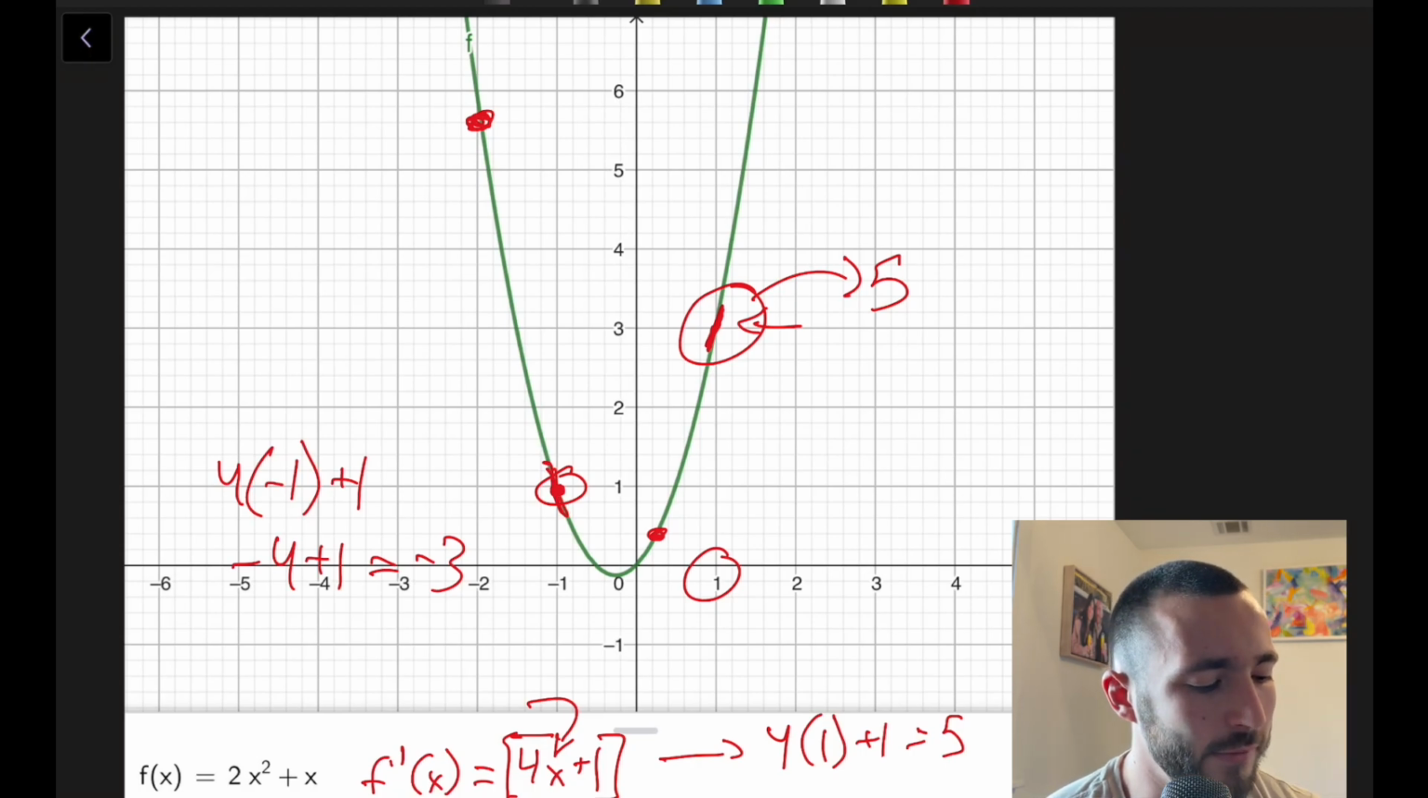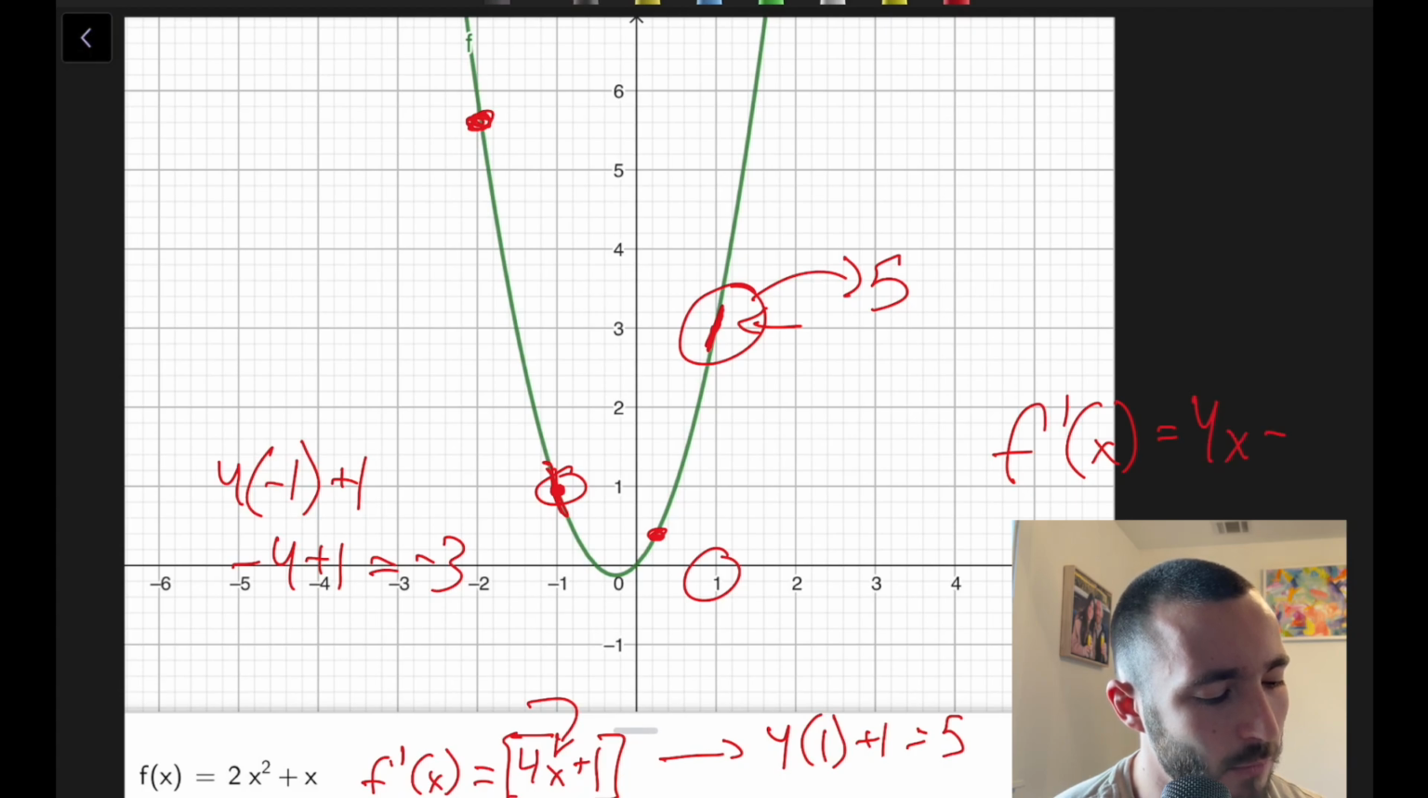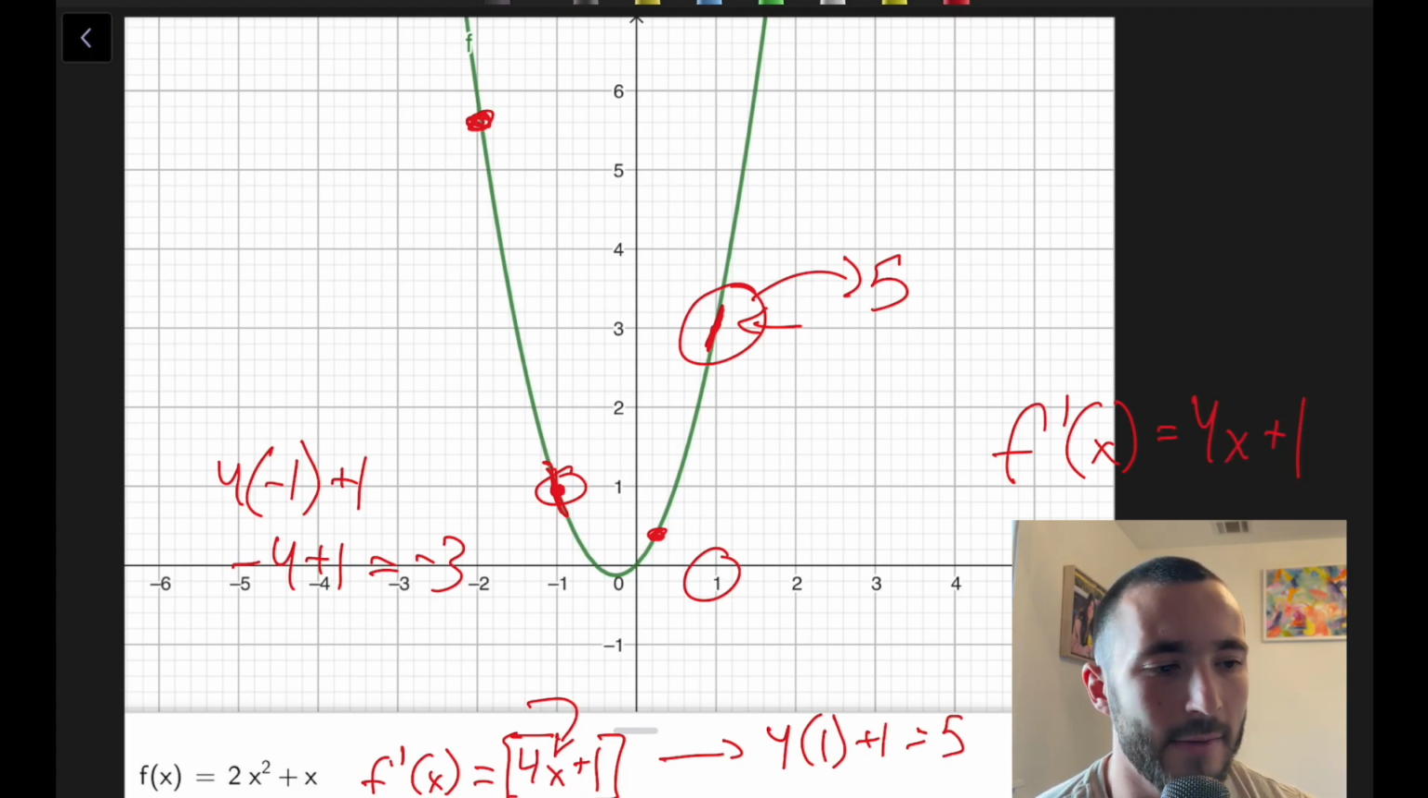So when we say f prime of x is equal to 4x plus 1, what we're saying is that we can use this expression to find the slope at any point on the graph.